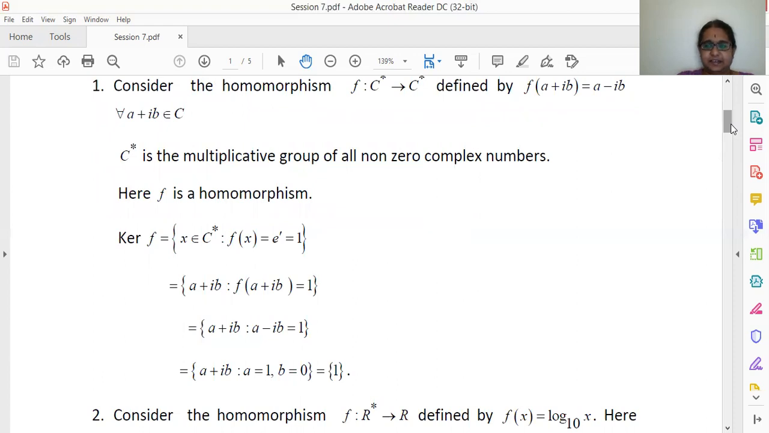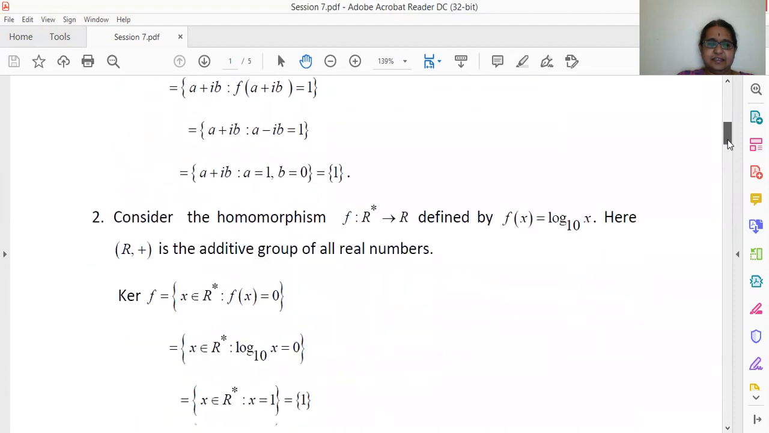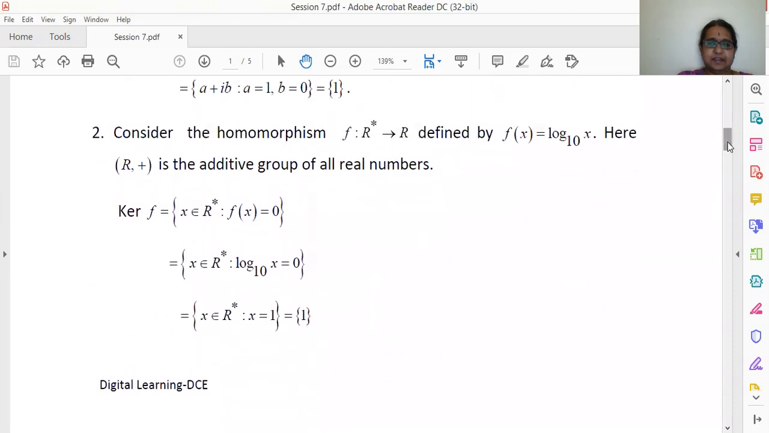Coming to the next example, consider the homomorphism f from R star to R defined by f of x is equal to log x to base 10. Here R is the additive group of all real numbers. Additive group means the identity element is 0. And apply the definition of kernel f.